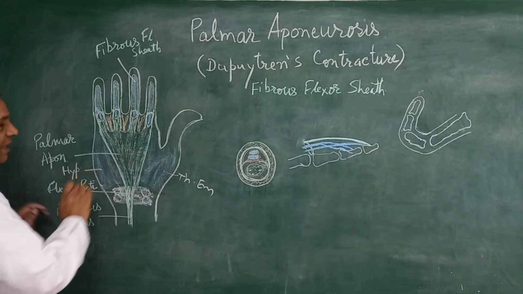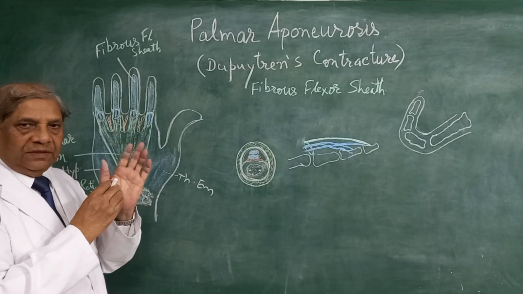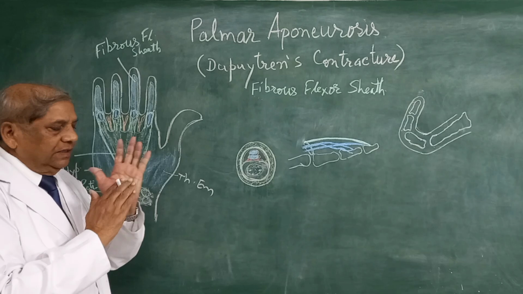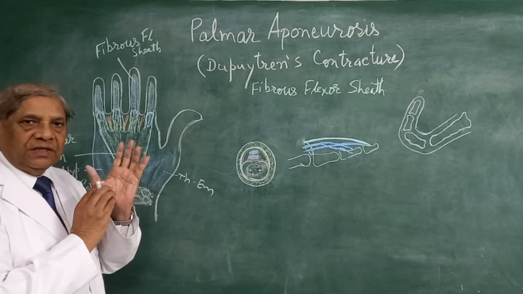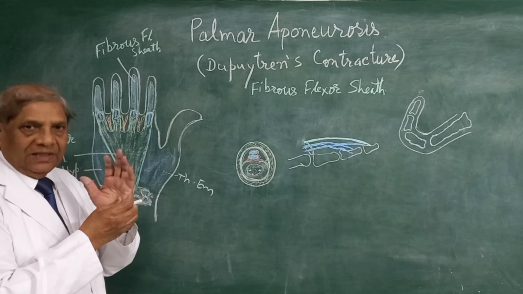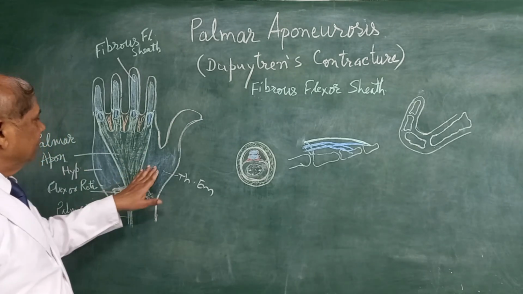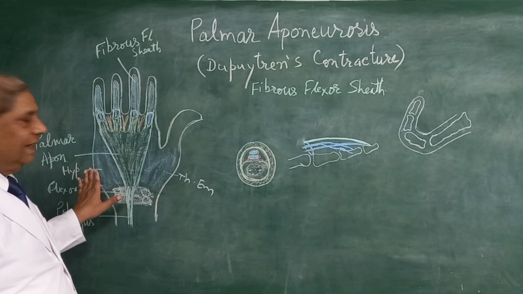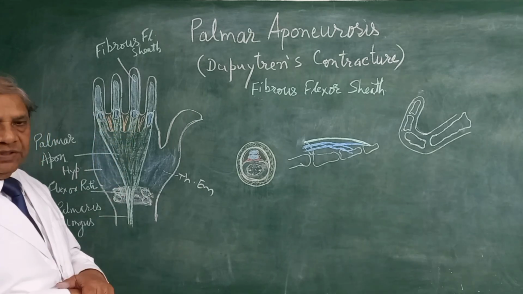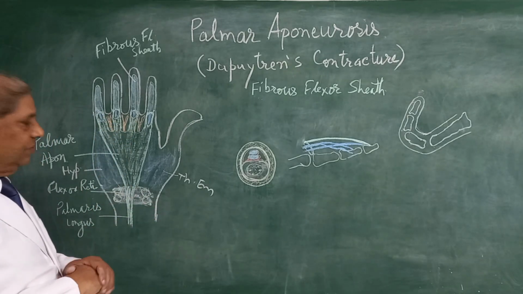But the thenar and hypothenar eminences, which are at the base of the thumb and the little finger, are not covered by thick deep fascia. The deep fascia covering this ball of muscles, the thenar and hypothenar eminence, is thin. But the central portion is very thick, and this is called the Palmar aponeurosis.